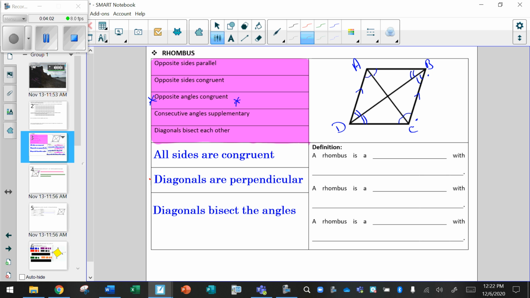One of the properties here was that the diagonals are perpendicular. So what happens here is when the diagonals intersect, we end up with 4 right angles. Since it's a parallelogram, we know the diagonals bisect each other.